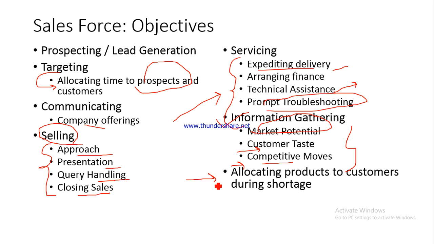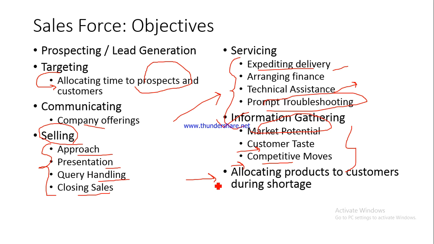Demand is high, supply is low. How do you allocate the low supply? How do you allocate it among the different customers in the market who are demanding the same product? So which of your customers would be getting more units, and which of your customers would be asked to wait for a little while? That is what the salesperson has to take a call on, right?